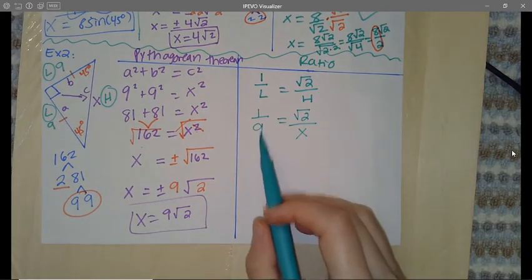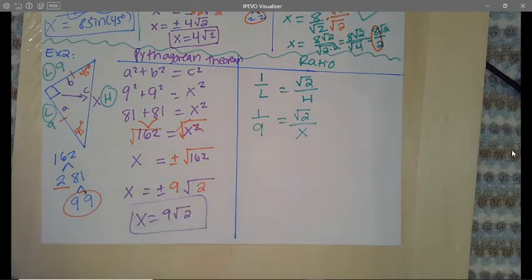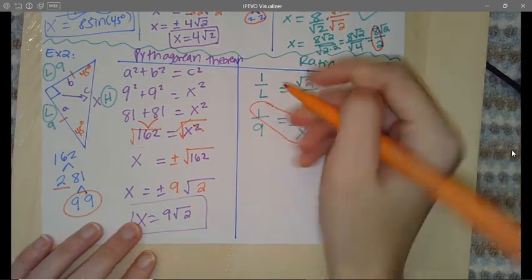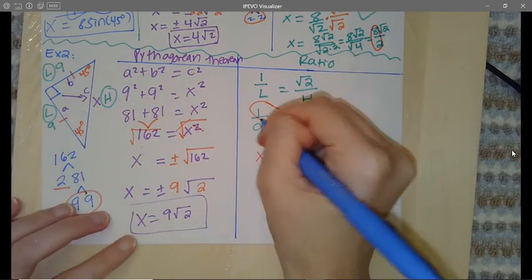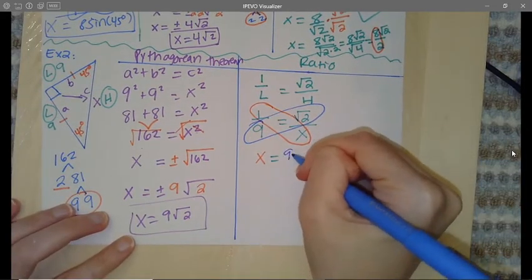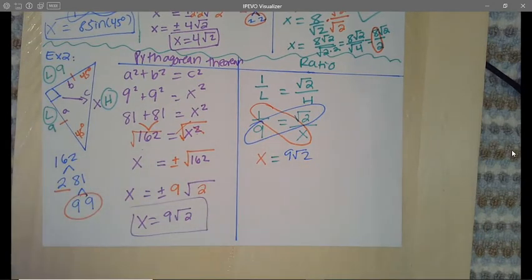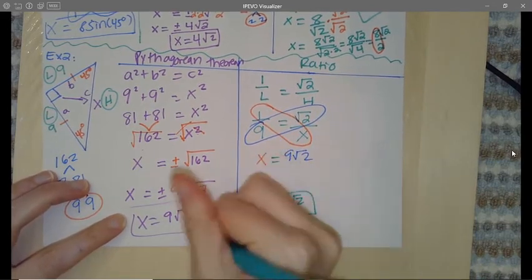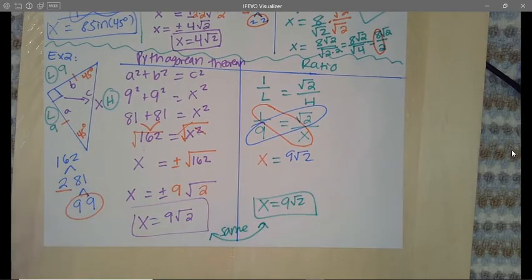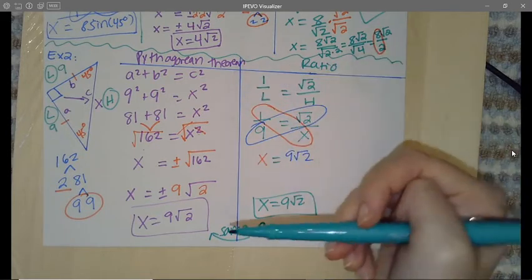Since I have a ratio equal to another ratio, guess what? I get to cross multiply. So 1 times x will give me x, and that will equal 9 times root 2, which is 9 root 2. And look at that, you guys, I'm already done. So I get x equals 9 root 2, which you'll see is the same exact answer. So sometimes the ratio saves you a whole lot of time, sometimes the Pythagorean theorem will.